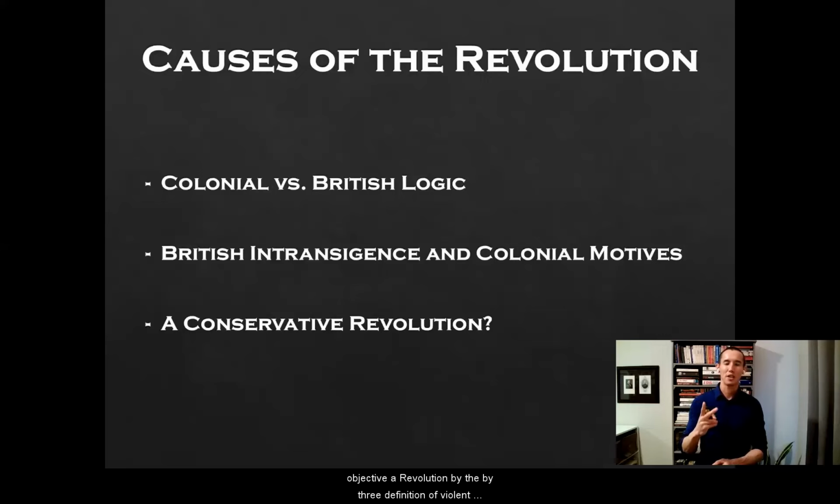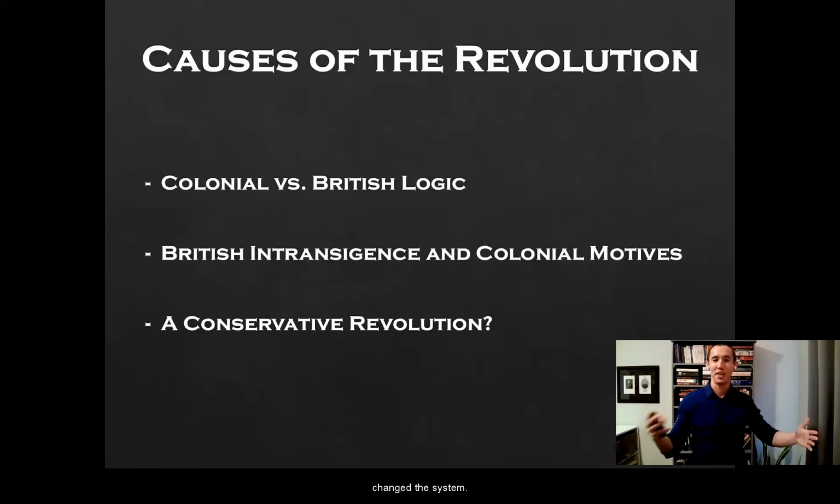Second, what is their objective? A revolution, by its very definition, is a violent upheaval of the status quo. Are they fighting for change? No. They're fighting to keep things the same. And they said that explicitly. Bring things back to the way things were in 1763. So they're not fighting for changing the system. They're fighting for keeping the system exactly the same. England is the one that changed the system.